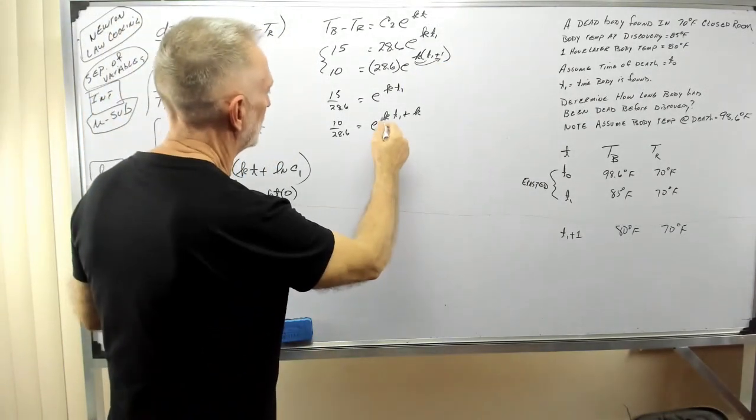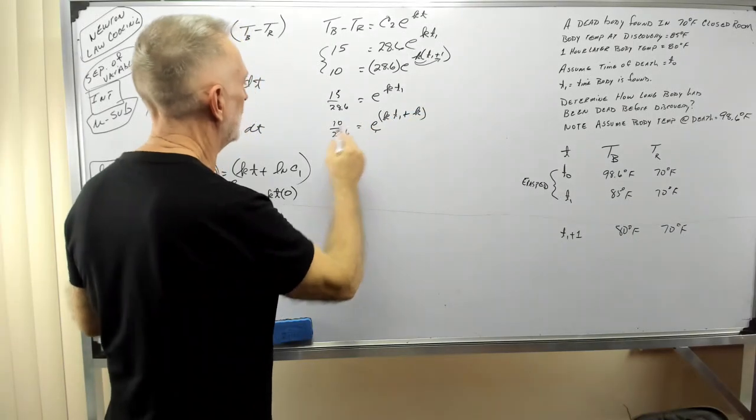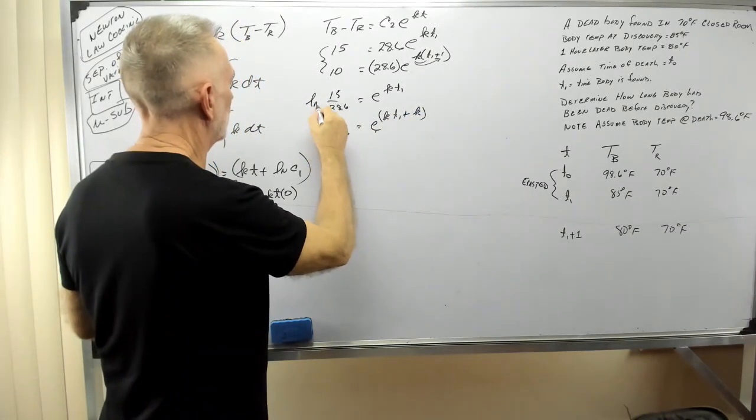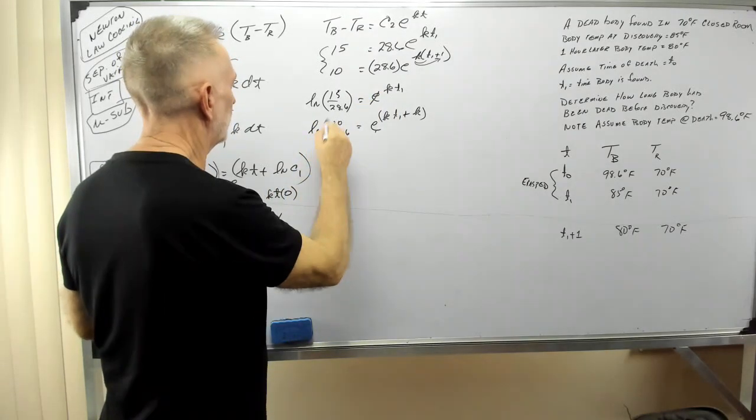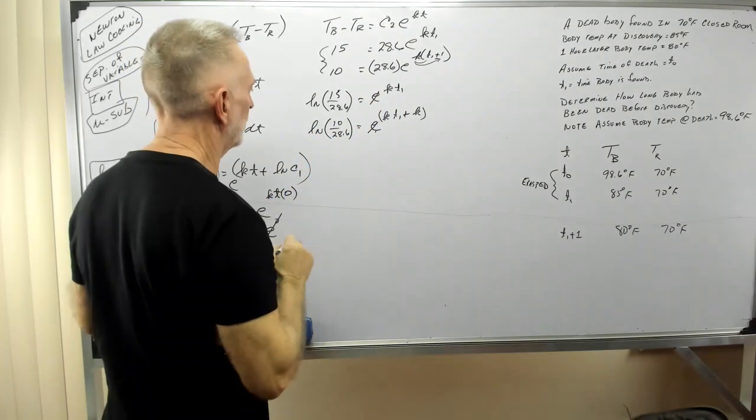Now then, I want to get rid of this e. So if I take the natural log, it wipes that out. Natural log of this one wipes that out.